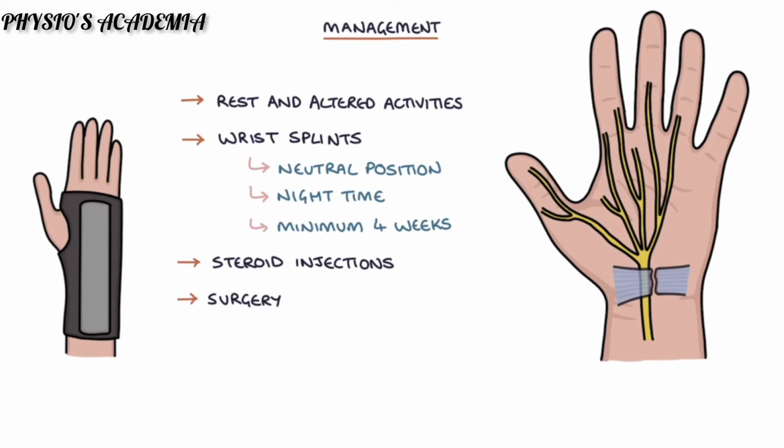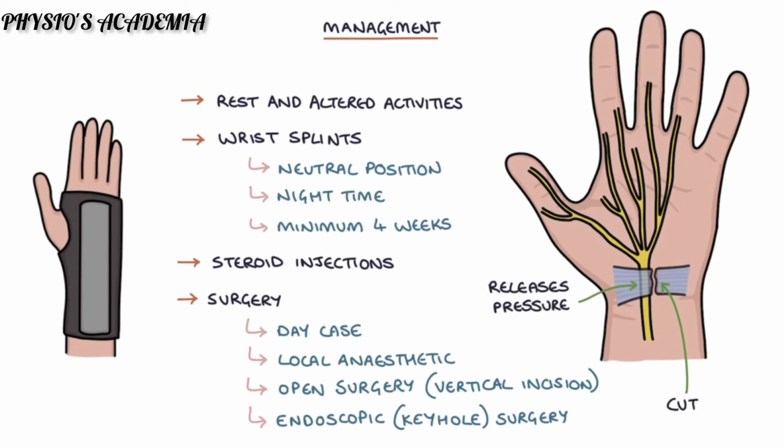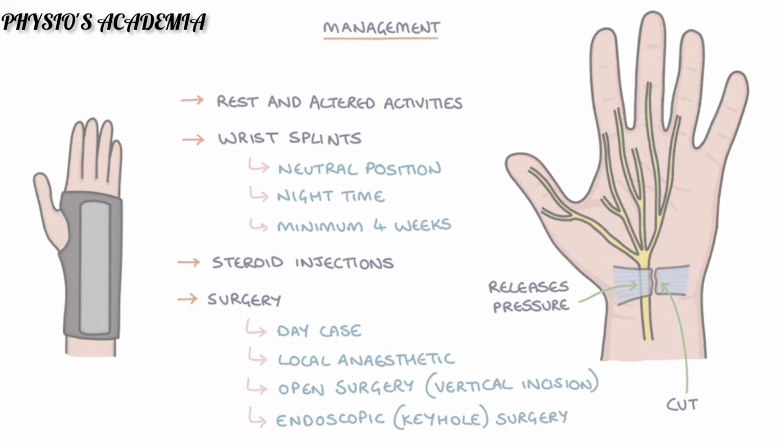Carpal tunnel surgery is usually performed as a day case procedure under a local anesthetic, and it can be performed by open surgery or alternatively by endoscopic or keyhole surgery. The flexor retinaculum, which is also known as the transverse carpal ligament, is cut to release the pressure on the median nerve. So let's go through the treatments of carpal tunnel syndrome.